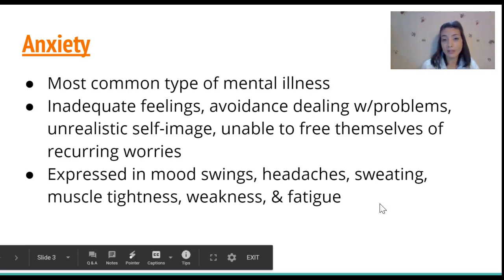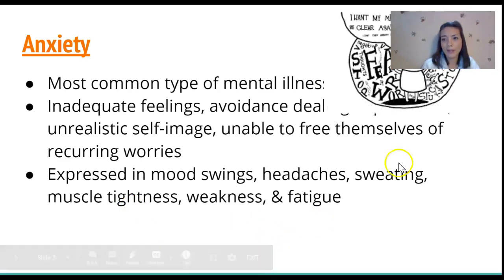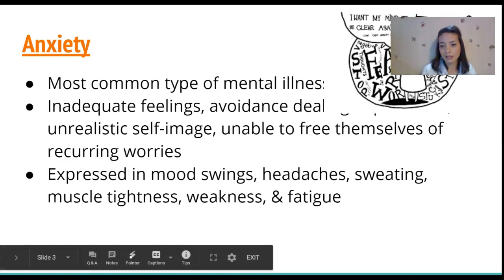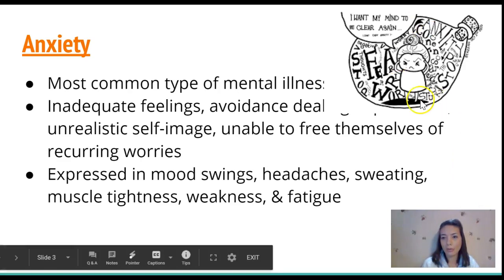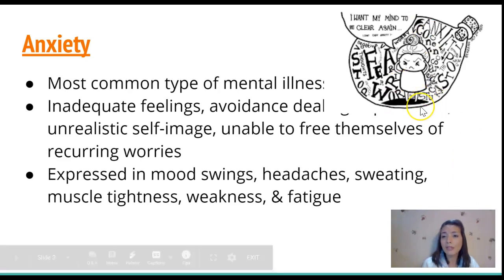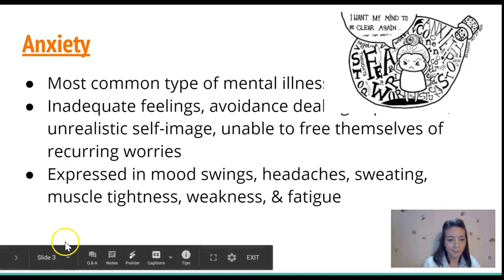Physical manifestations of anxiety. You might see them have mood swings. They could experience headaches, sweating, muscle tightness, weakness, and fatigue. Okay. Let me move out of the way so you can see that a little bit. And so this is just a little graphic with a person stuck in the middle of this bottle of anxiety. And it says, I want my mind to be clear again. And obviously, since they're kind of stuck in this bottle, they don't have that clear mind that they're hoping for. Okay.